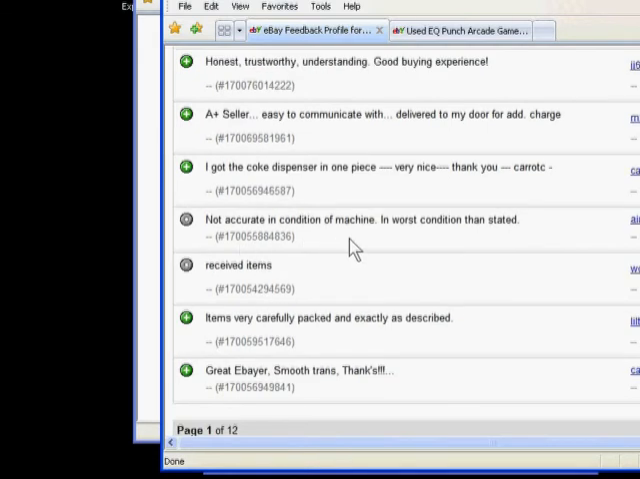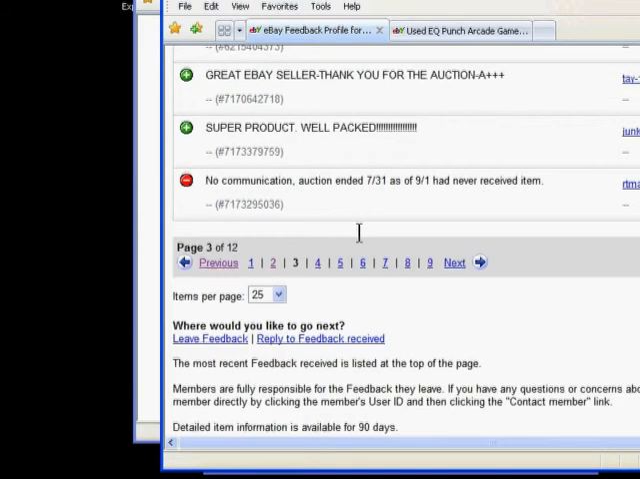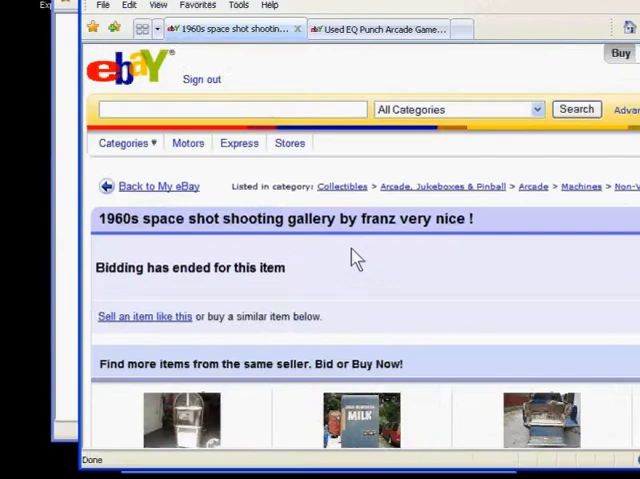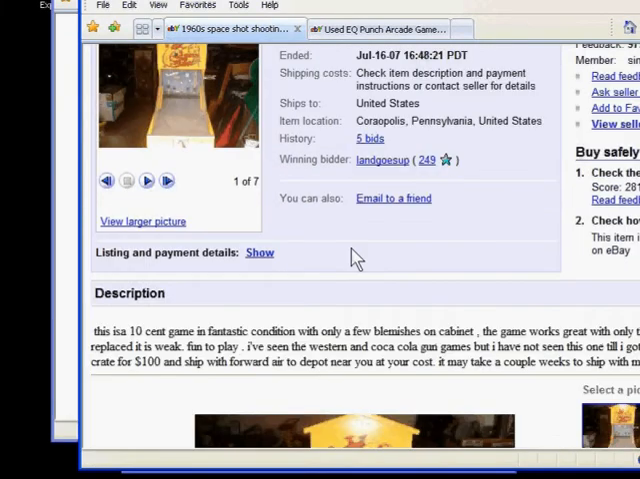Not accurate in condition of machine, in worse condition than stated. If I look farther into this person's feedback, I see another negative comment: "No communication, auction ended 7/31, as of 9/1, have never received item." Since there's no response from the seller, the buyer sounds very believable to me. I'm going to take a closer look at the auction now.